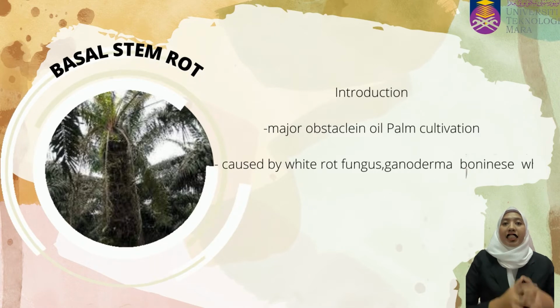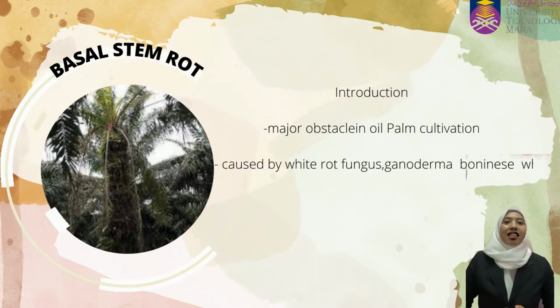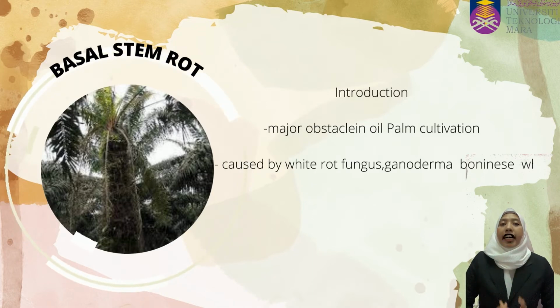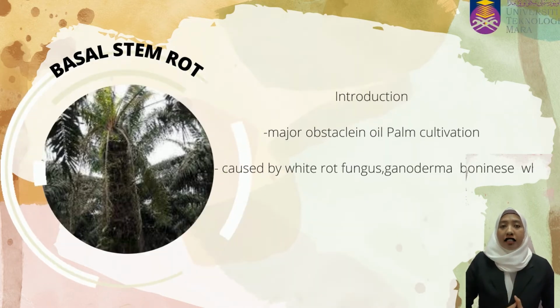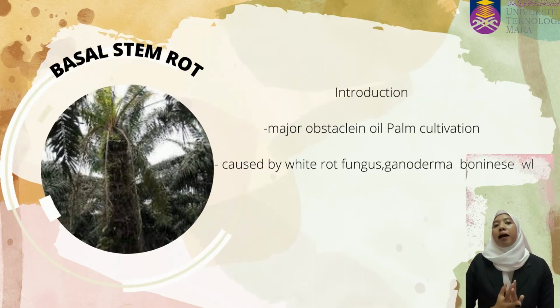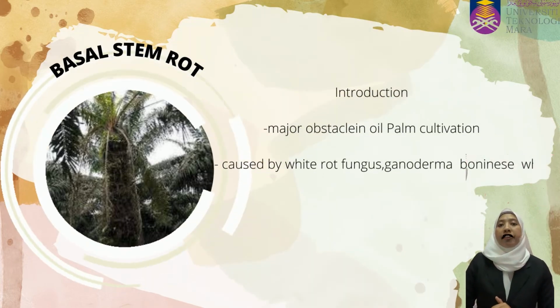Last but not least is the basal stem rot disease that becomes the major obstacle in oil palm cultivation. It is caused by white root fungus, Ganoderma, which cuts down the oil palm yield in most production areas in Malaysia.